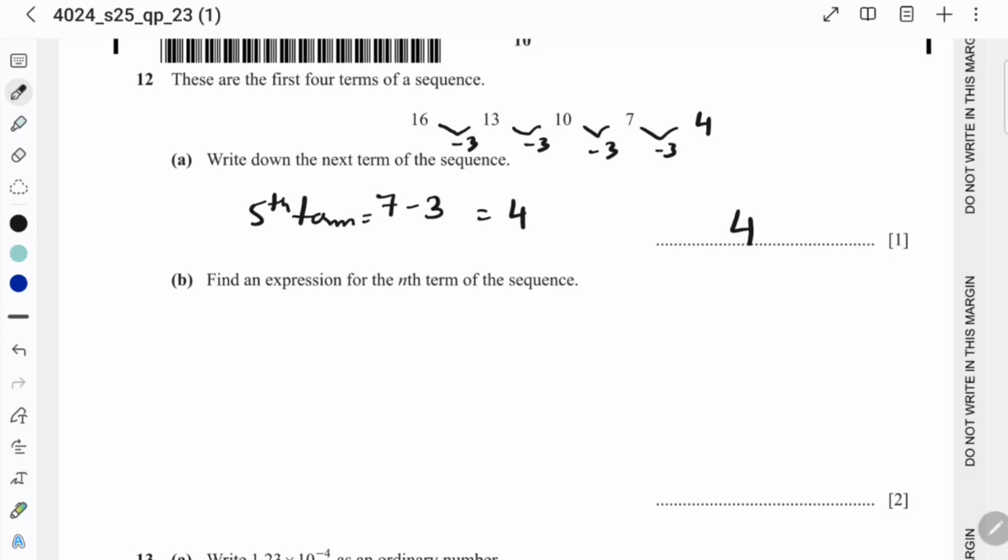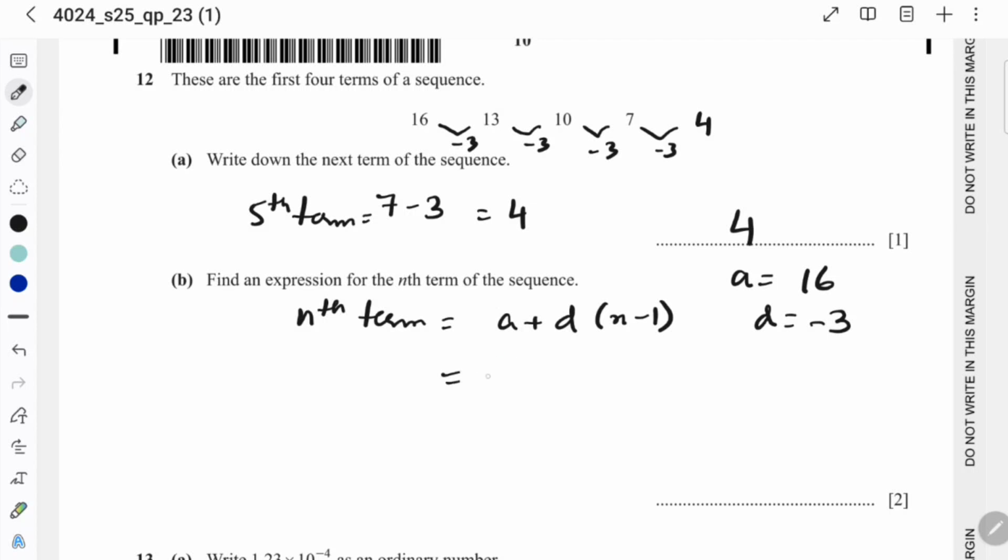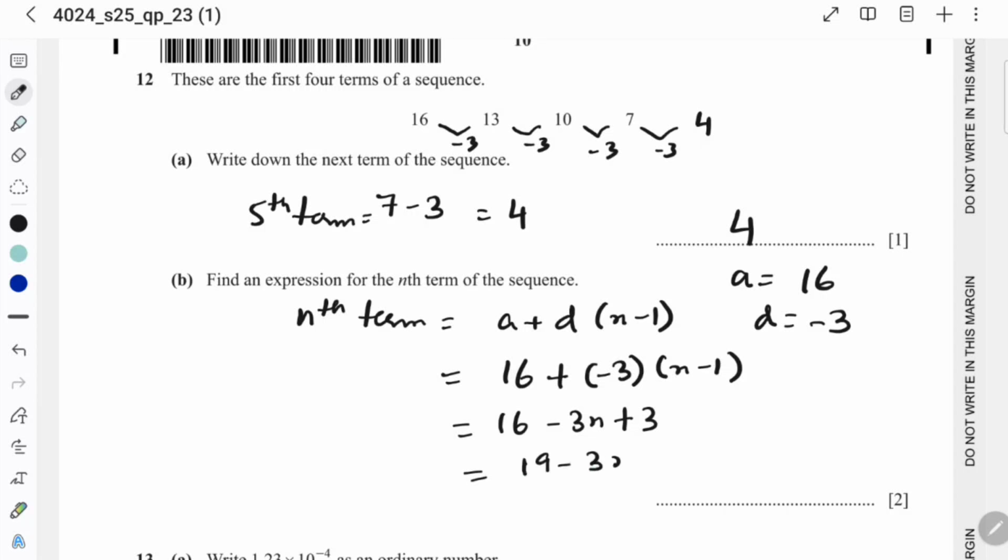Now the expression for the nth term. As you can see, the difference is the same, so it's a linear or arithmetic sequence. The nth term formula is a plus d times (n minus 1), where a is the first term of the sequence, which is 16, and d is the common difference, which is minus 3. So 16 plus minus 3 times (n minus 1) is 16 minus 3n plus 3, and 16 plus 3 is 19, so 19 minus 3n, or minus 3n plus 19, whichever. Both are the same. This is a 2 marks question.